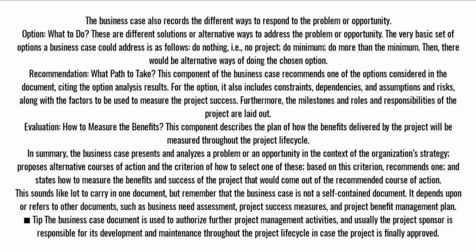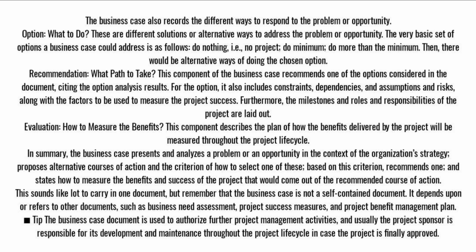The business case also records the different ways to respond to the problem or opportunity. Option: what to do. These are different solutions or alternative ways to address the problem or opportunity. The very basic set of options a business case could address is as follows: do nothing, i.e., no project; do the minimum; do more than the minimum. Then, there would be alternative ways of doing the chosen option.